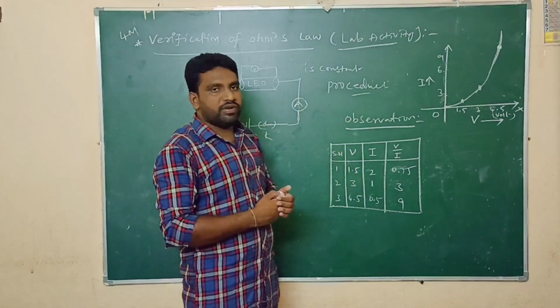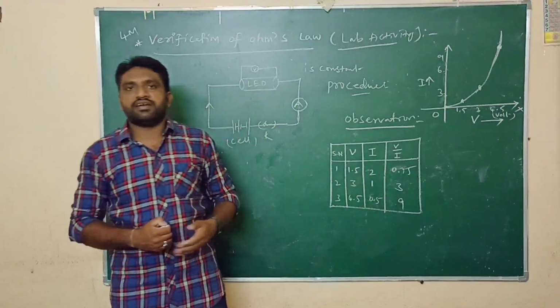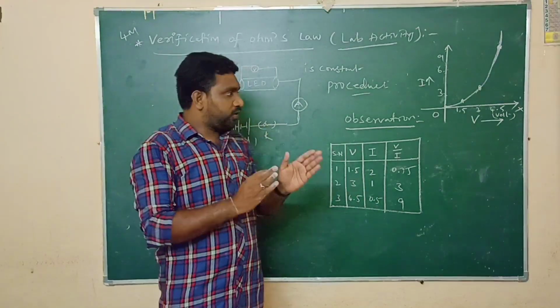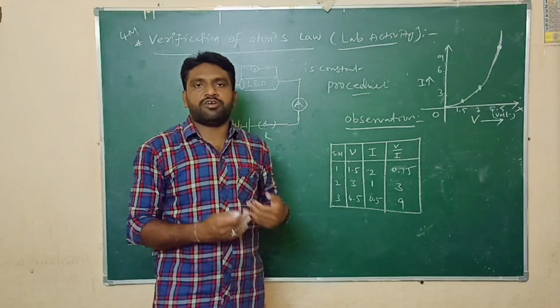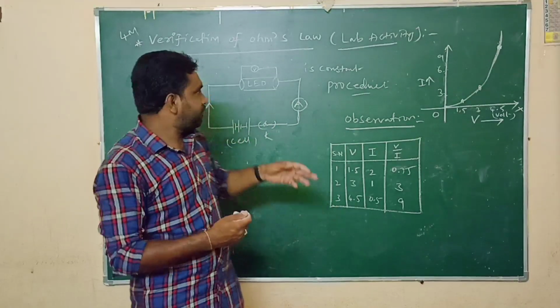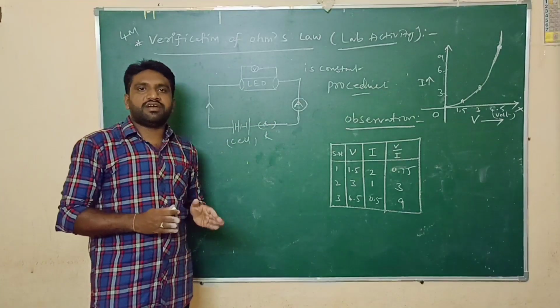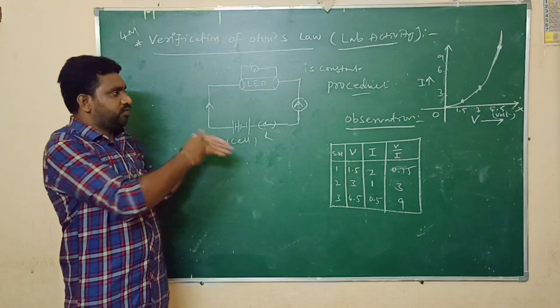Why are we getting the curved line? Here the ratio between potential difference and current does not remain constant. That means potential difference is not directly proportional to current. So Ohm's law is not verified in the case of an LED. Why? Because it is a semiconductor. A semiconductor does not follow Ohm's law. That is what we should write.